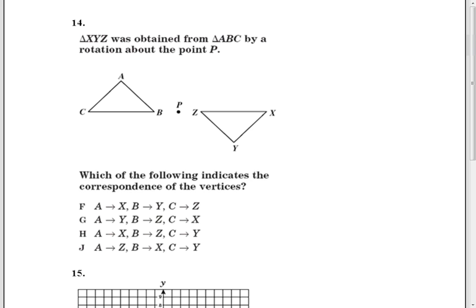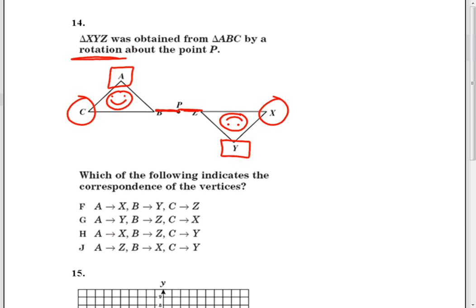14. This is a rotation. We're being told it's a rotation. Which of the following indicates the correspondence of the vertices? If you have trouble visualizing these things, put in there. If I rotate this, what's that happy face going to look like now? So, if I connect a handle to it, and I'm moving this thing so that now it's pointing down, what corresponds to A? What corresponds to C?